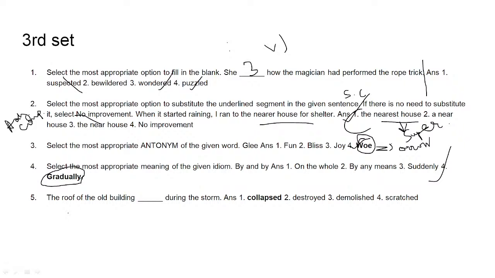Number 5, the roof of the old building dashed during storm. And see, you will definitely get related options, and that is why you have to understand. This is the reason I was asking you in the last practice session of yesterday that, even if there are many words as antonym and synonym, we generally cannot use every word in every situation. I'll just tell you why.